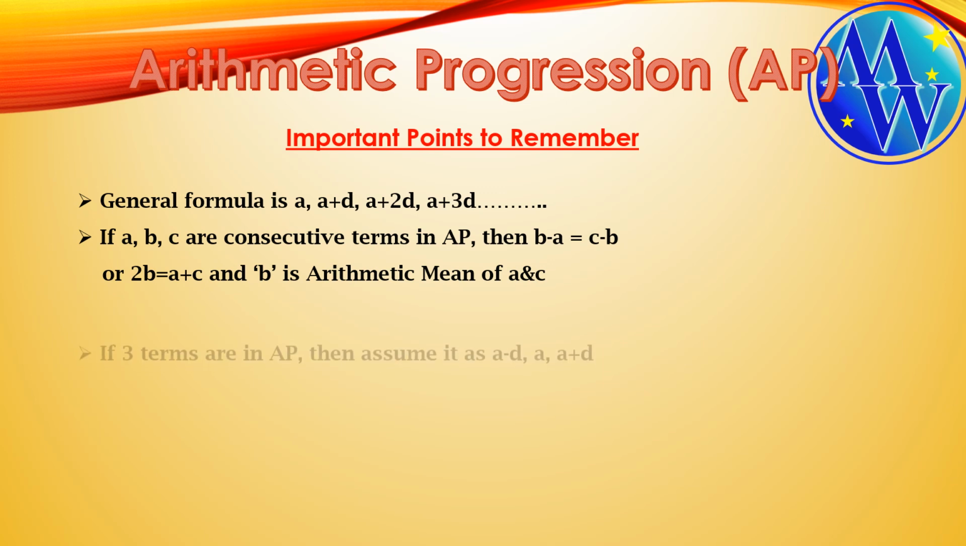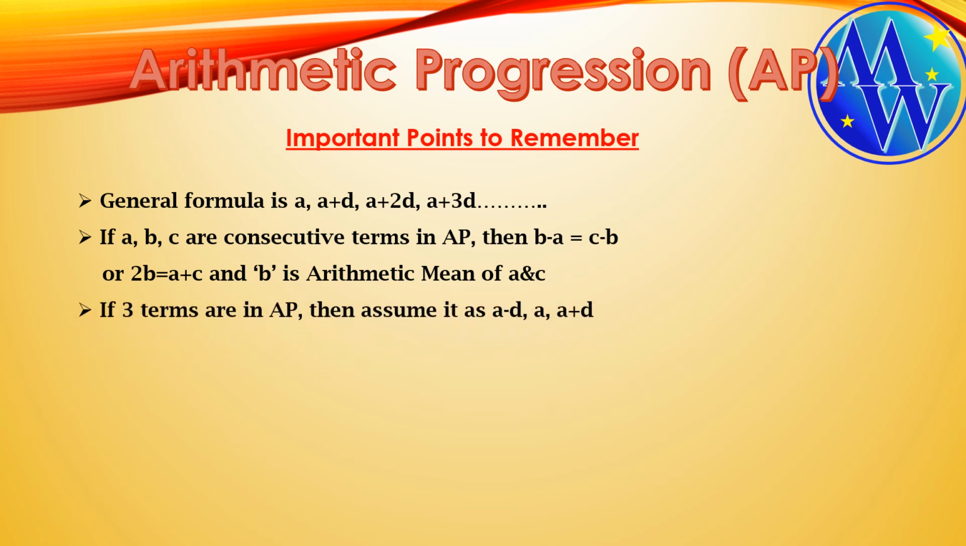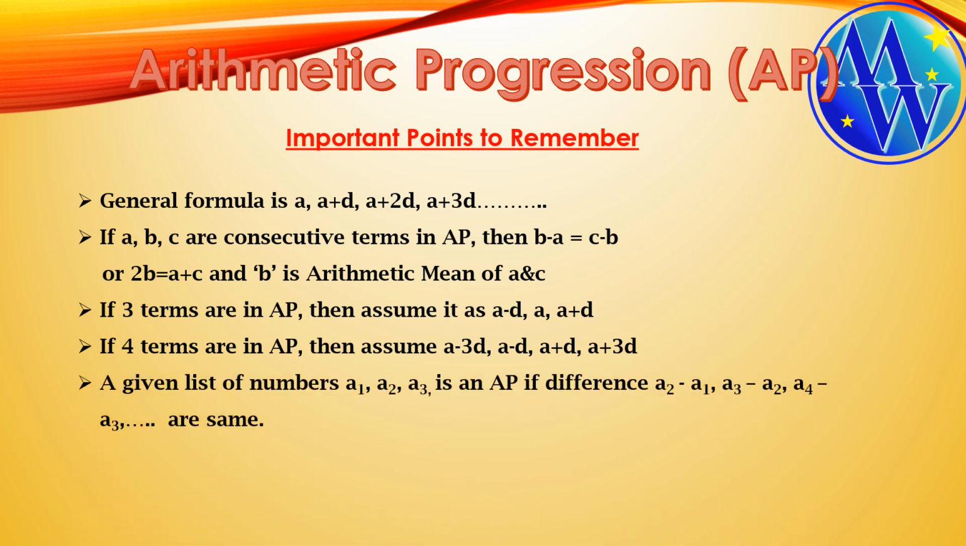Okay, if this type of question is given, you can solve using this. Next, if 3 terms are in AP, then we can assume these 3 terms as A minus D, A, A plus D. If 4 terms are in AP, then assume them as A minus 3D, A minus D, A plus D, and A plus 3D, so that it will be easy for you to solve.